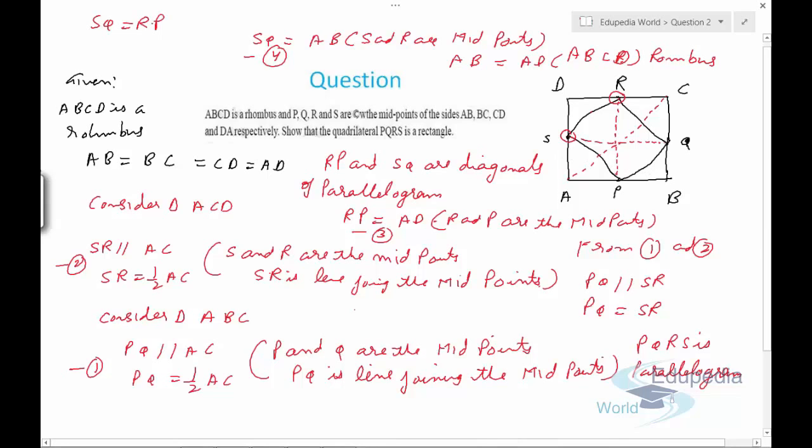So we can say that PQRS is a rectangle. Why is it a rectangle? Because in a rectangle the diagonals are equal. Since we have proved that SQ equals RP, PQRS is a rectangle. This is how we can prove these types of questions. So let's move on to the next question.